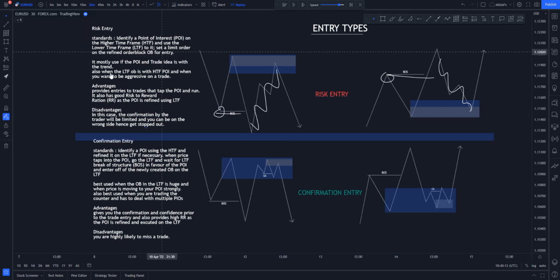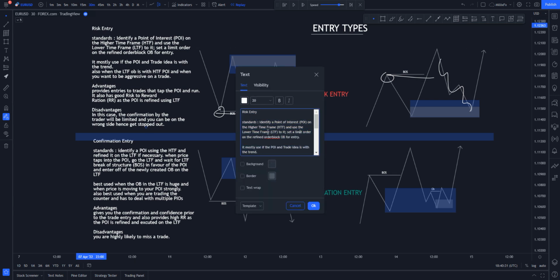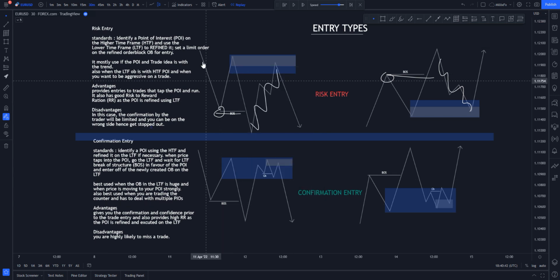So for the risk entry, the standard is identifying a point of interest on the higher time frame and using the lower time frame to refine it. So you have to identify a point of interest and refine it. After you have refined it into the lower time frame, which is shown with the gray line inside, the high time frame POI is the blue one, and the lower time frame POI is the gray color right here.